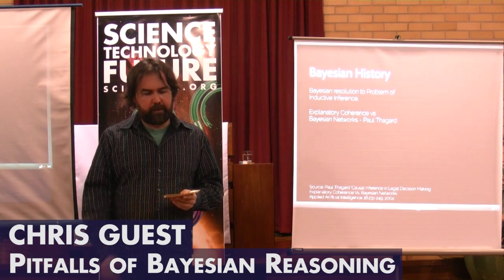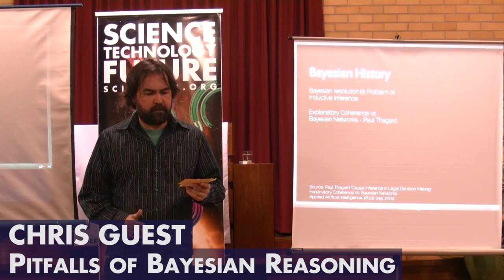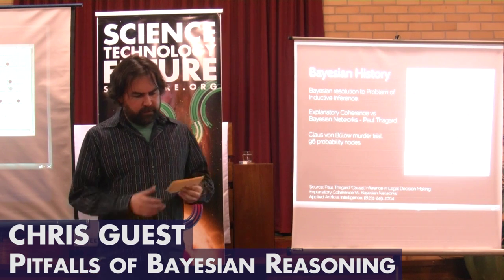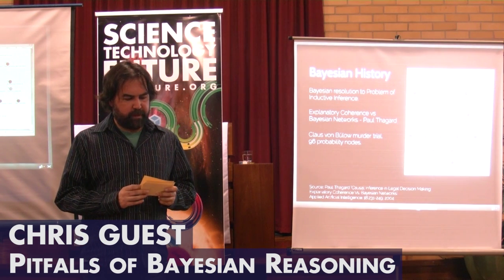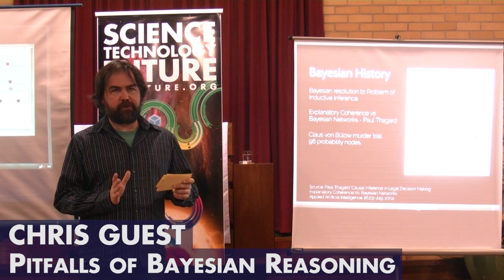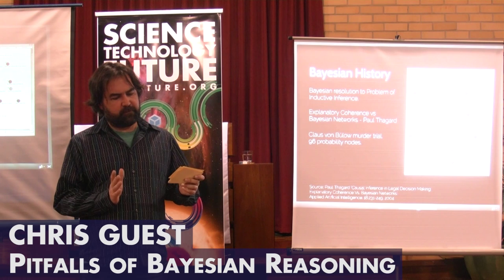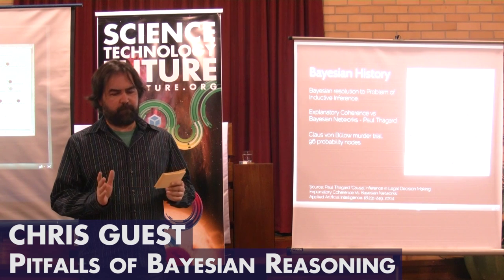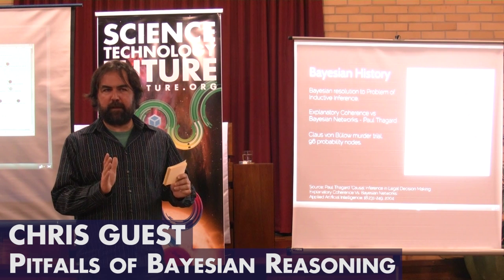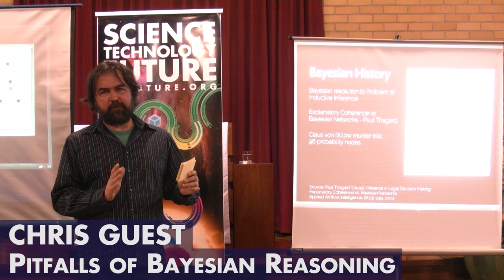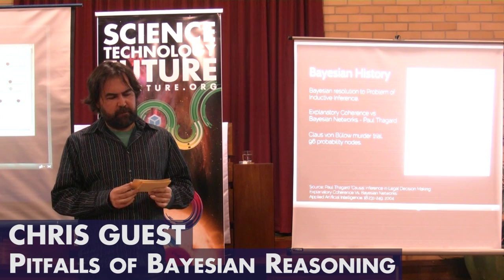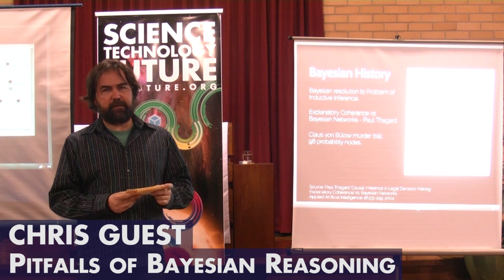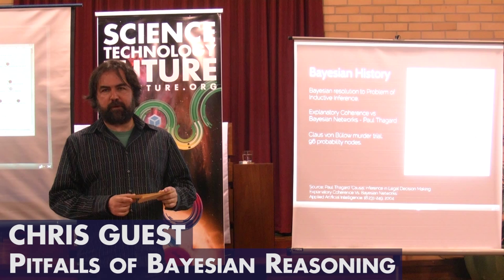I'd also mention a paper by the philosopher of science Paul Thagard. It's called "Causal Inference in Legal Decision Making." He compares two approaches to machine learning, explanatory coherence versus Bayesian networks. The examples we've seen to date have been fairly armchair examples of Bayesian problems. He works through the argument outlined in the Klaus von Bülow murder trial, a fairly famous celebrity murder trial from about 20 or 30 years ago.